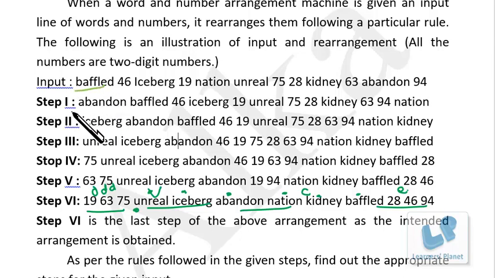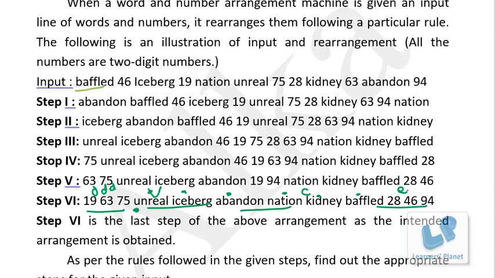Now you have been given step 1. This is the input and step 1. Now you have to see how many items are arranged: we can say baffle is 1 item, 46 as the 2nd item, iceberg as the 3rd item. So how many items are being arranged in step 1? If you know this, just look at step 1 and step 2. After that you can directly jump to the questions, because there are just 5 to 6 questions. If you know the concept, how the items are arranged, you can start doing the questions directly. No need to make the entire arrangement of these words and numerals.